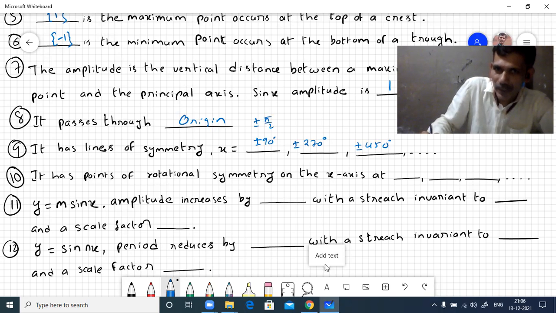90 degrees means pi by 2 radians, 270 means 3 pi by 2 radians. All odd multiples of 90 we have to take. This is 5 pi by 2 radians.